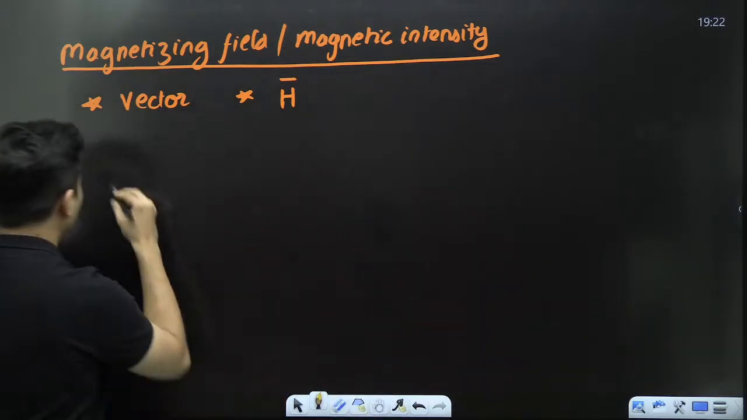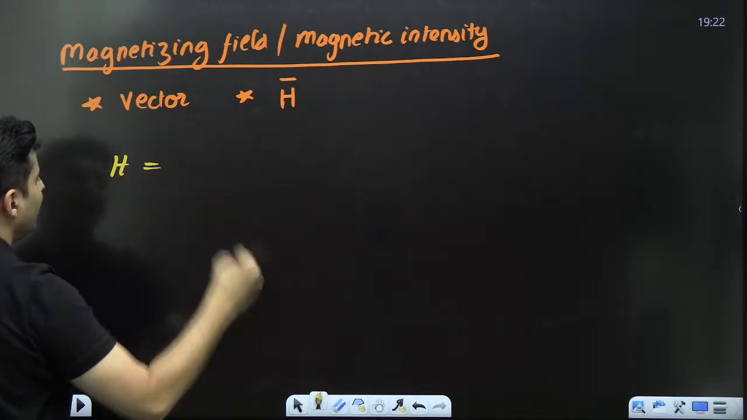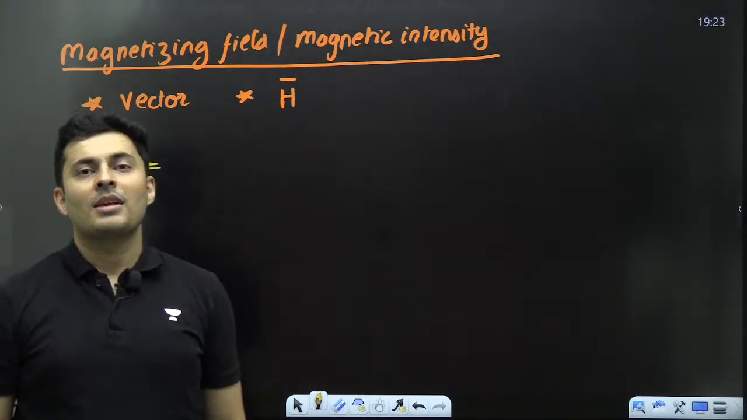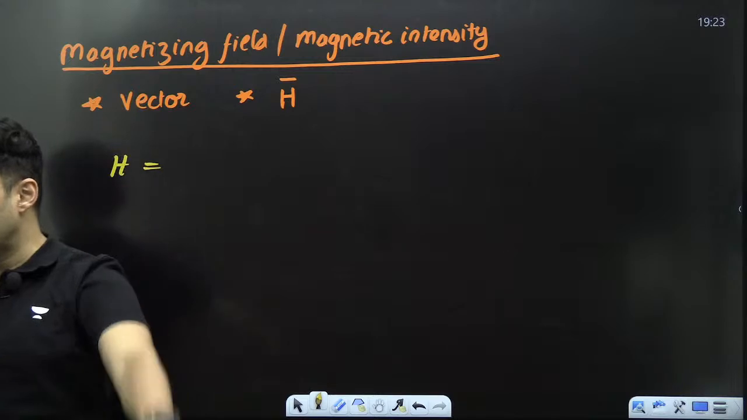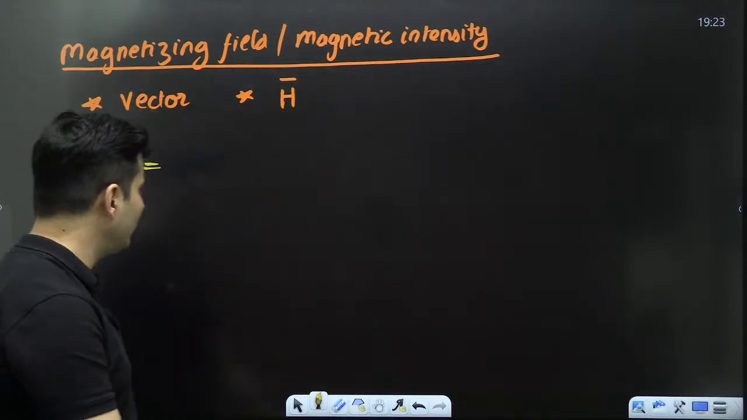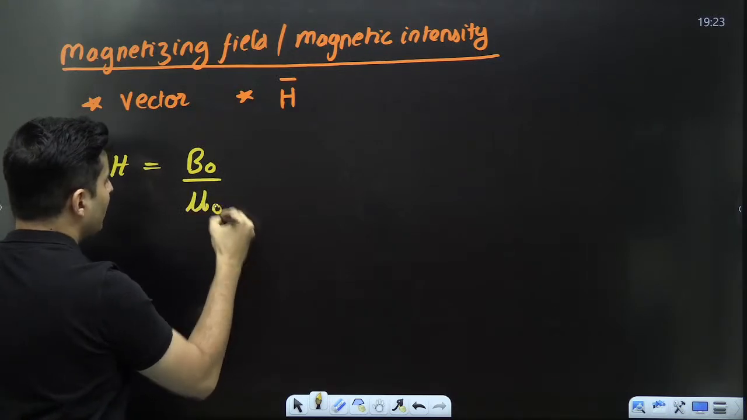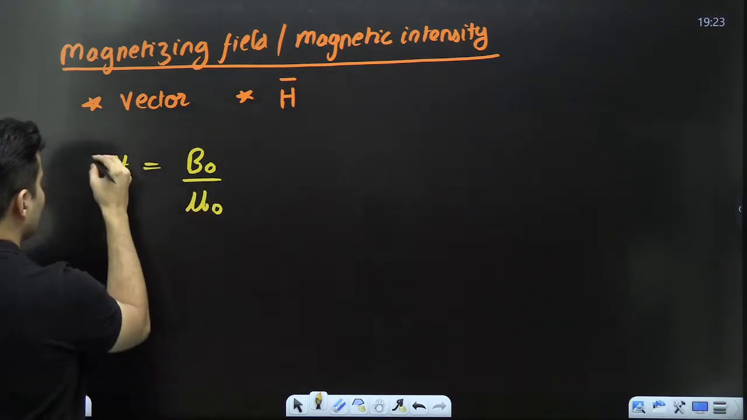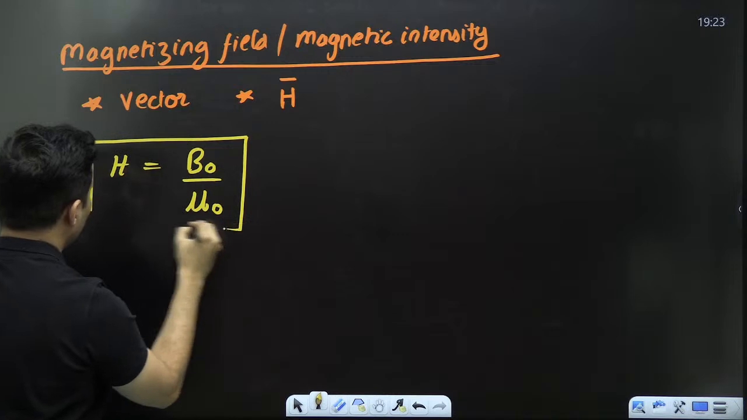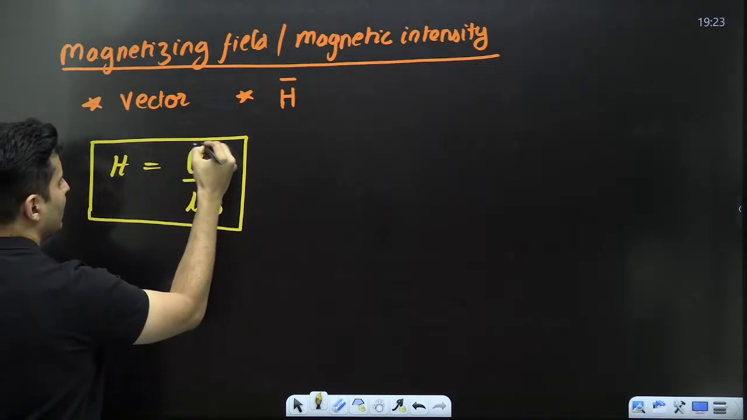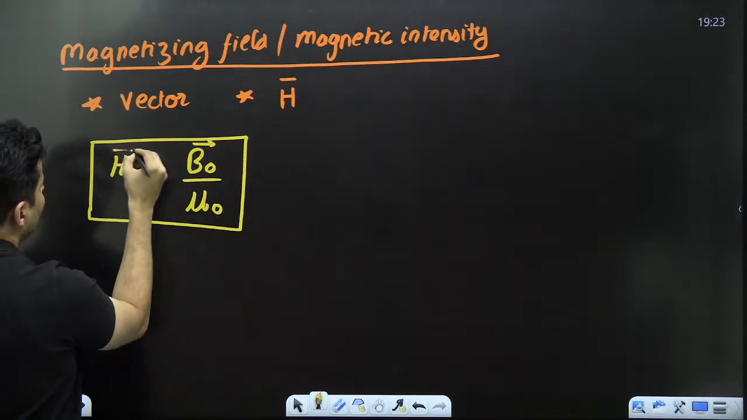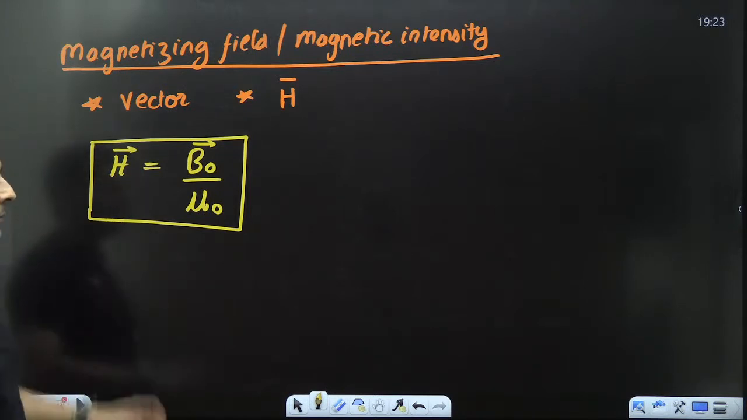The symbol for that is H bar. And the formula for this magnetic intensity, my dear students, is the external field divided by the permeability of free space. So this is the formula which you should remember. Direction wise, whatever is the direction of B naught is also the direction of H bar.